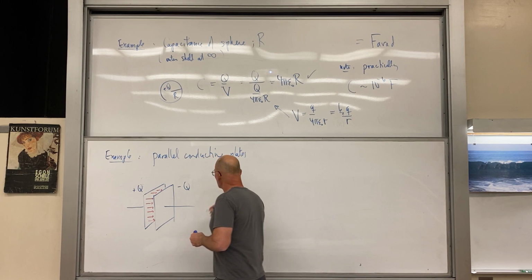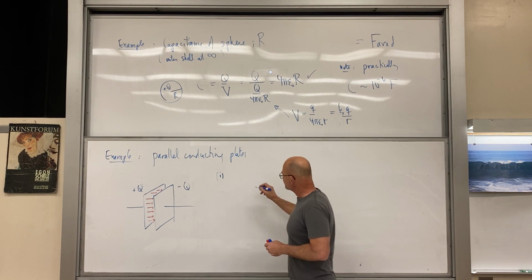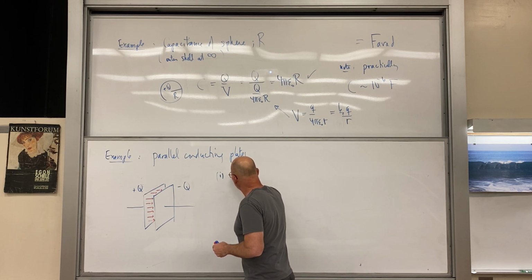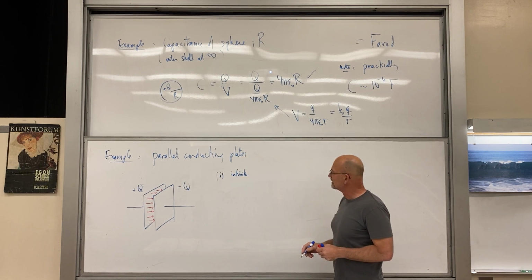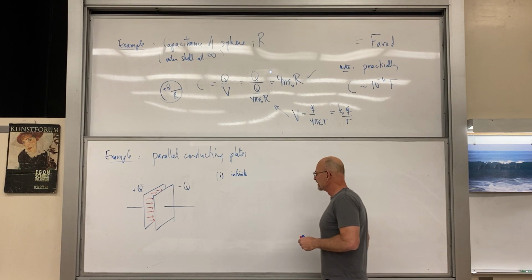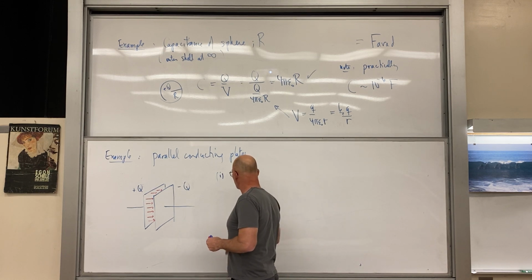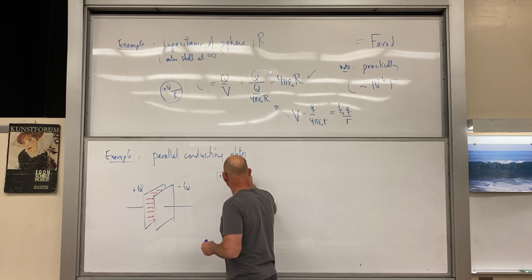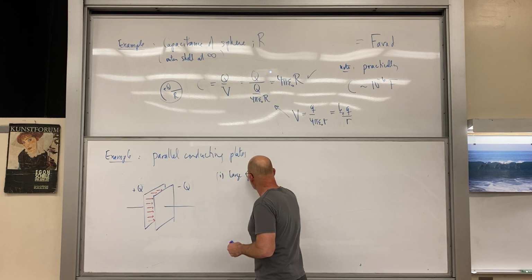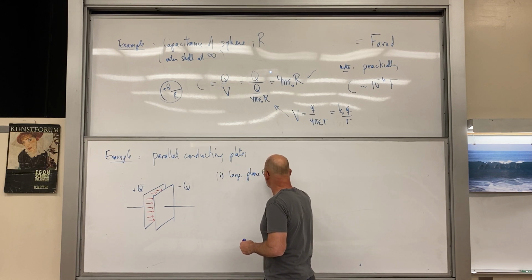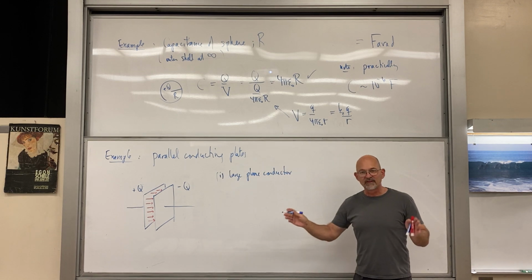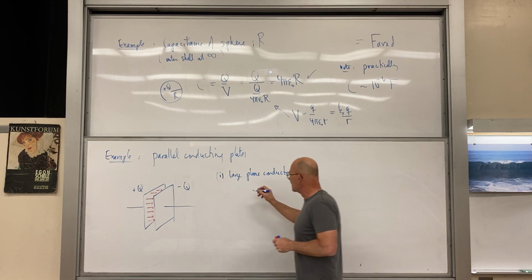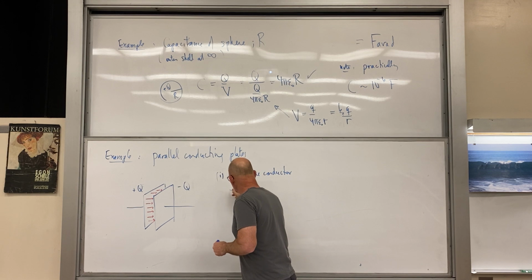So let's do this systematically. We start with an infinite plane. Does it have to be infinite? Just a large plane conductor. The idealization is that it's infinite and that you're close to it. But here's the thing, and this will be a side view.